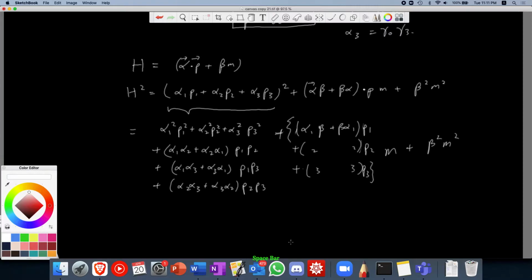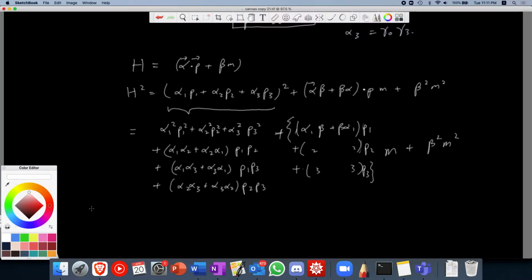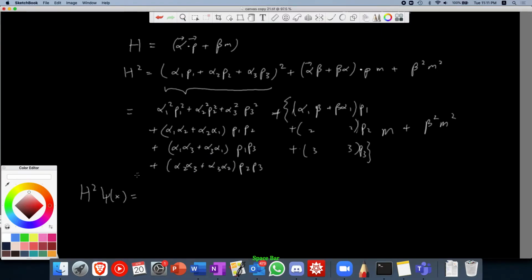Now, what does the question want us to do? It tells us that it wants to have the Klein-Gordon dispersion relation. So what this means is that it wants H squared of psi to equal, we know that the eigenvalues of H are energy, and we know that a Klein-Gordon dispersion relation is E squared equals p squared plus m squared.